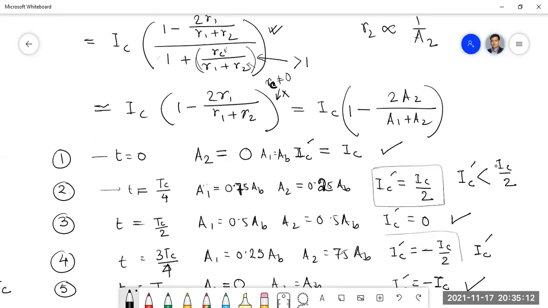The same thing applies. So it will be less. The negative value of current will be less, sir. But it is already negative. So it will be more than that, isn't it? It will be less negative. Yes, sir.